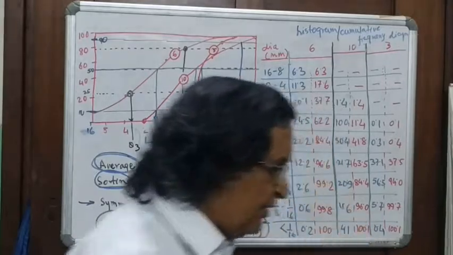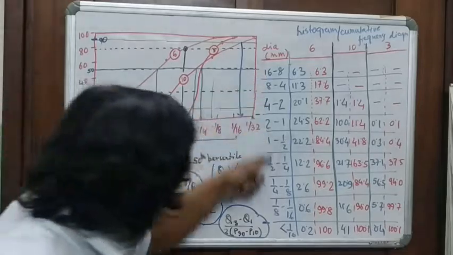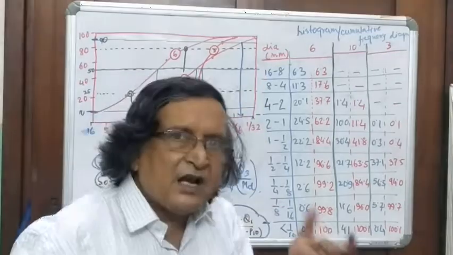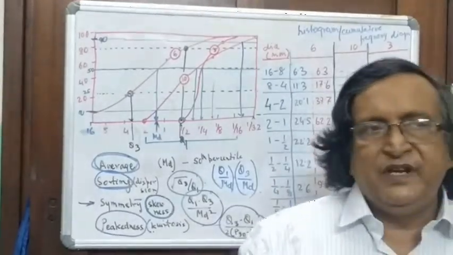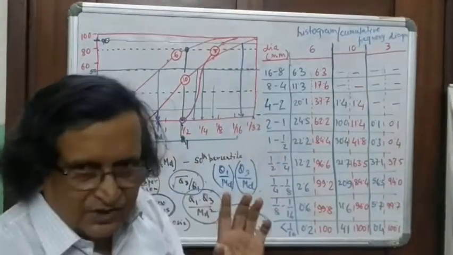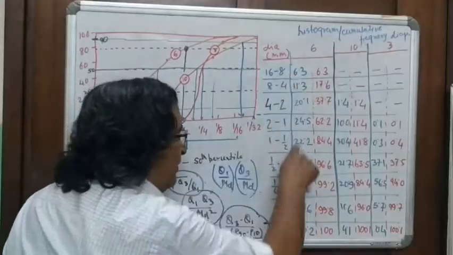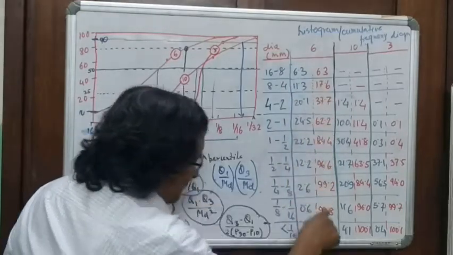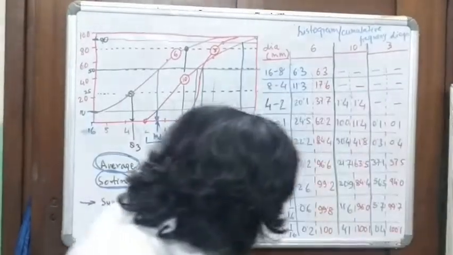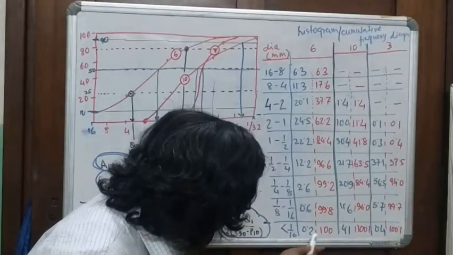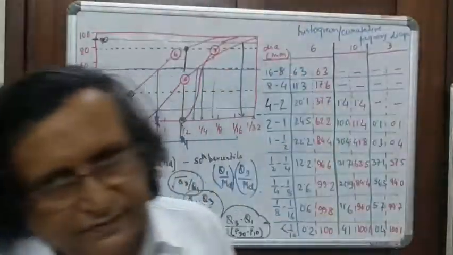So once again, just to repeat, there are certain important things that you should learn. You should know class interval and the class median. 16 to 8 is the class interval, 12 is the class median. And then you can have the frequency and also the cumulative frequency. Cumulative frequency is the one where you go on adding the frequencies, and this will add up to 100 when you have added the last class interval. That's called the cumulative frequency.